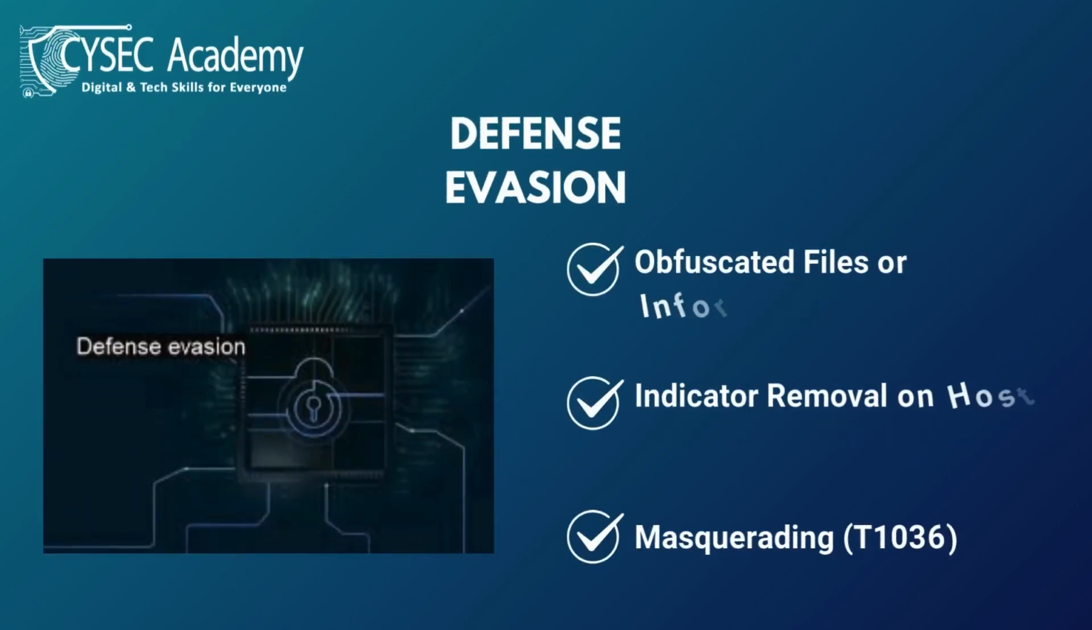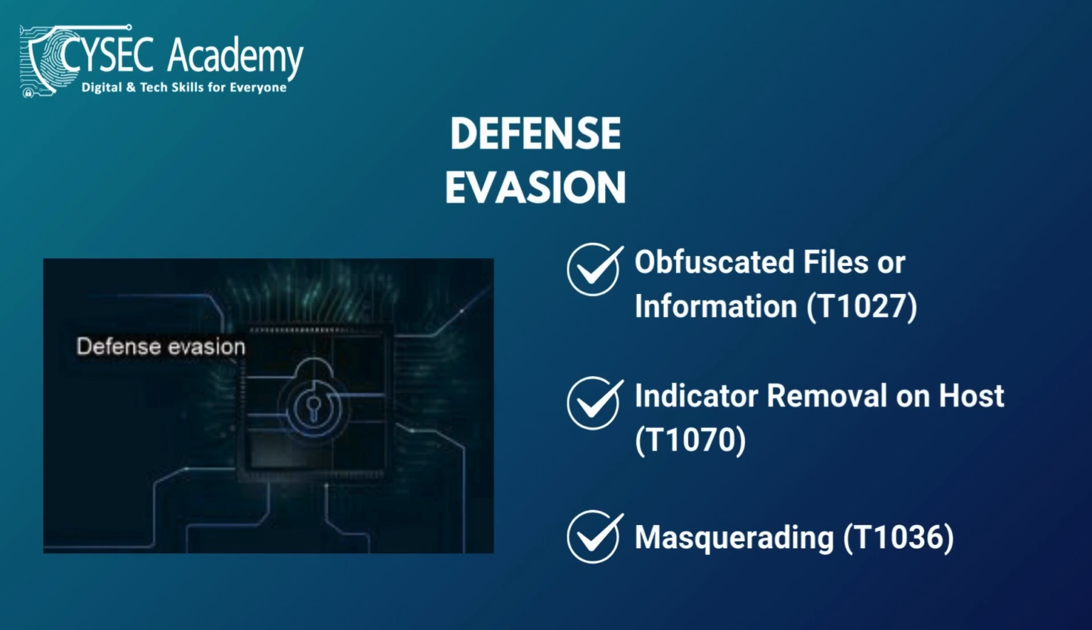Defense evasion. Hiding the tracks. Defense evasion techniques are used to avoid detection by security products, including firewalls, antivirus, EDR, endpoint detection and response, and SIEM, security information and event management systems. The key tactics include obfuscated files or information, T1027, indicator removal on host, T1070, and masquerading, T1036.